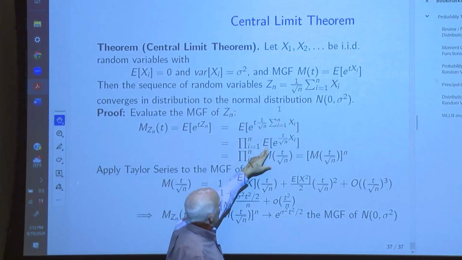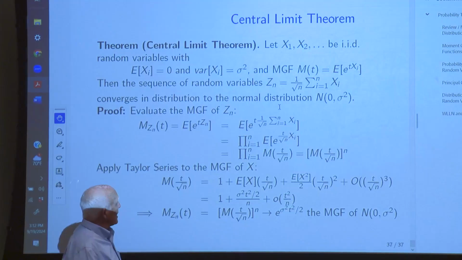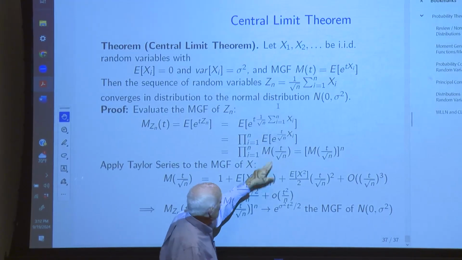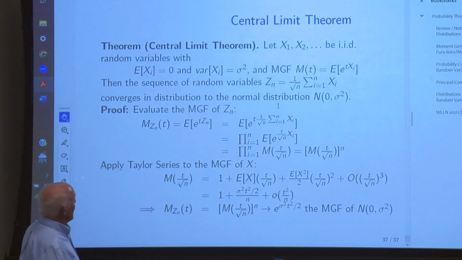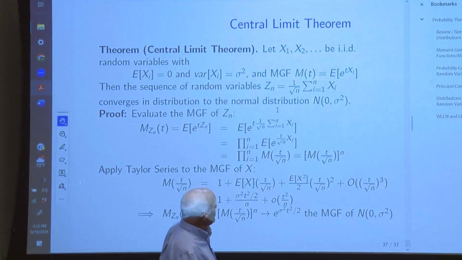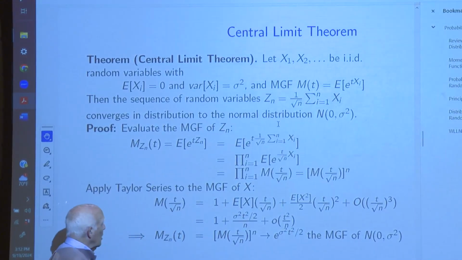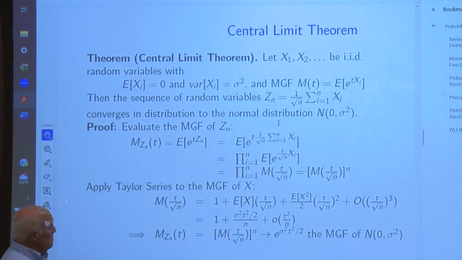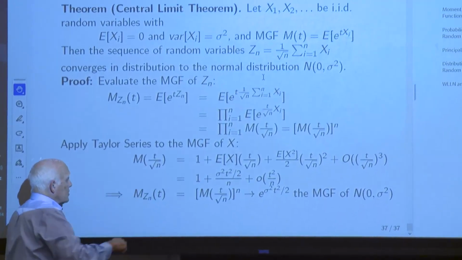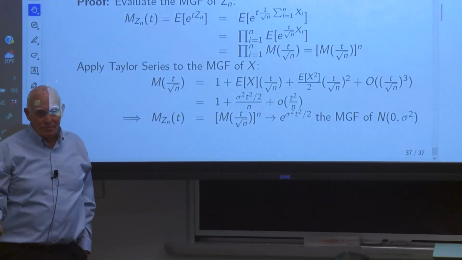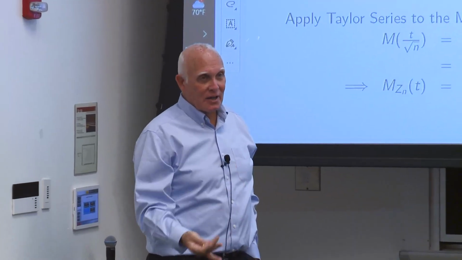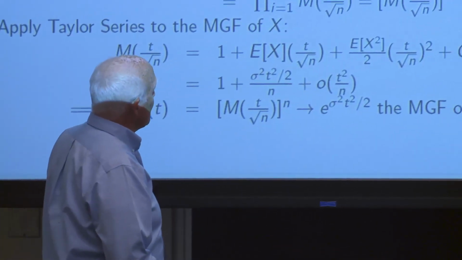So we have the product of the expected value of e to the xi times t over root n. And this expectation here is actually the moment generating function of x evaluated at t over root n. So it's the nth power of that when we take the product of all n of those. Now, this is where it gets interesting. If we look at our moment generating function at t over root n, we don't really know much about the distribution of the x's. We know it has a mean. We know it has a variance. The mean is 0. The variance is sigma squared.